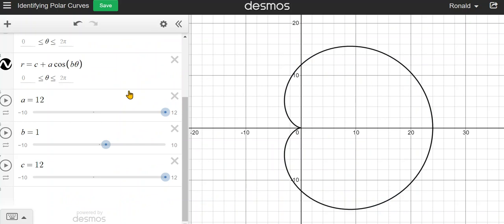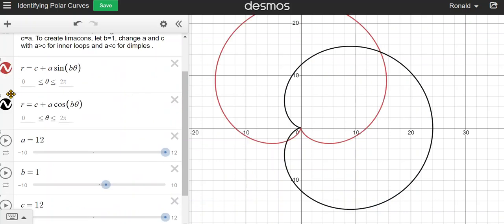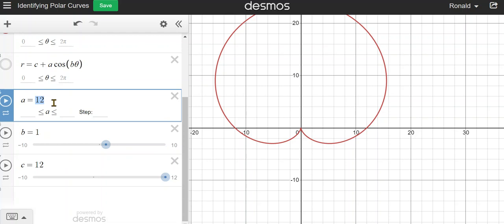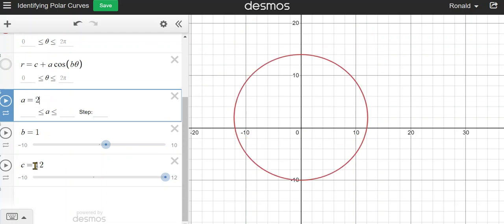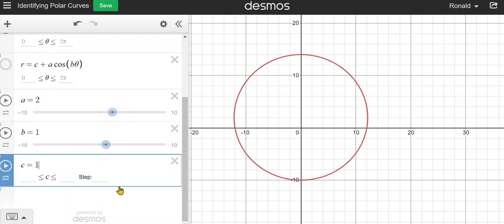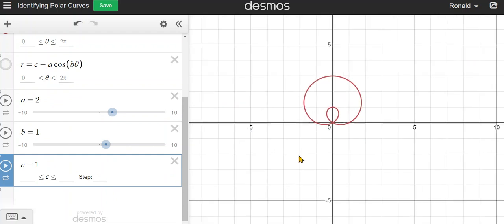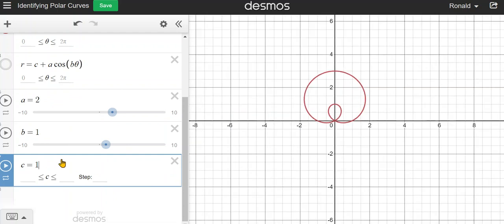in Desmos. Let's look at the sine function first. Again, I'm going to let b be equal to 1, and let's let a be equal to 2 and c be equal to 1. All right, so c is less than the a value, and so we have an inner loop.